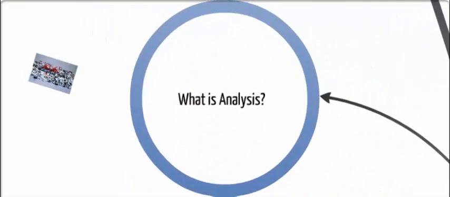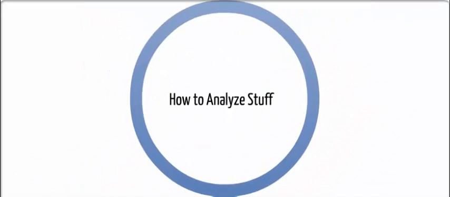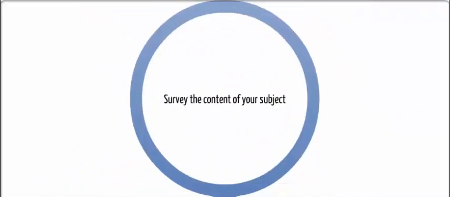So to start, what is analysis? Analysis is the disassembly of a concept down to its core parts. It's the process of figuring out how a concept operates the way that it does. How does one go about formal analysis? First, you survey the content. For the uses of this project, you will read an essay.